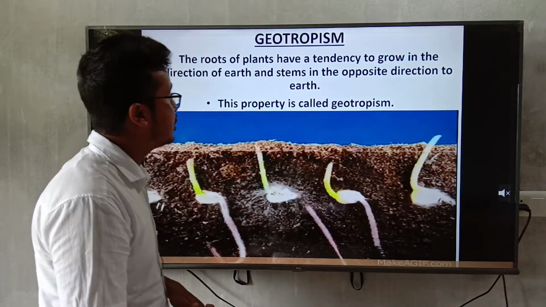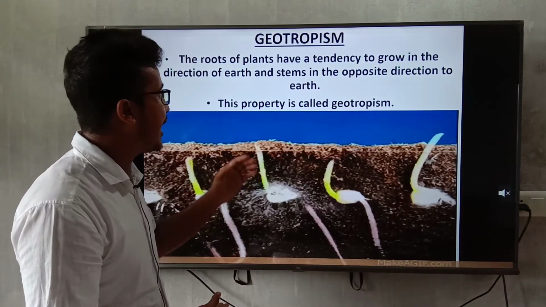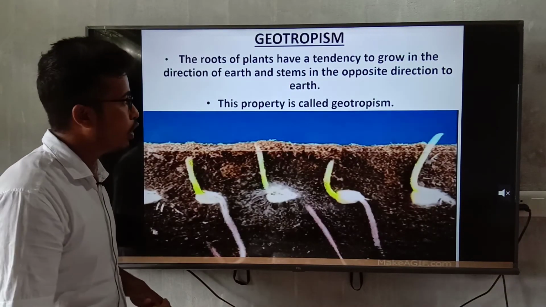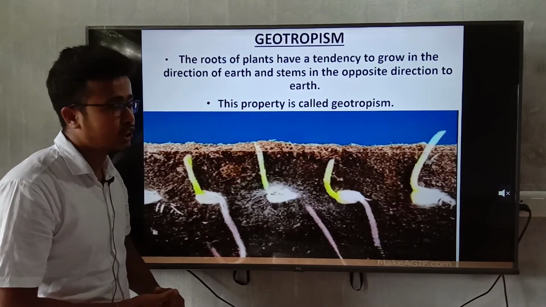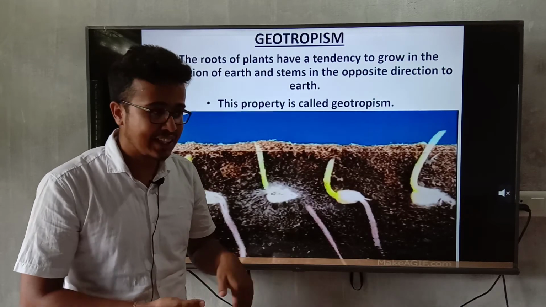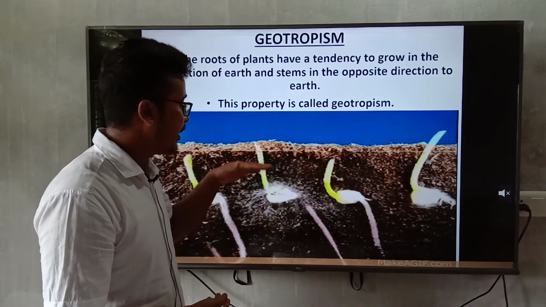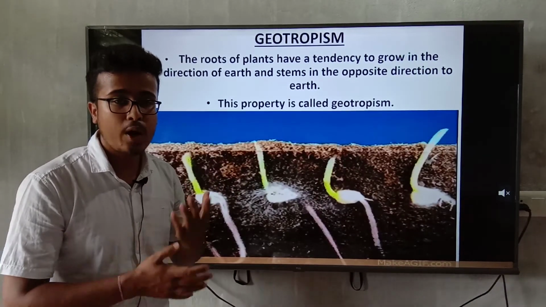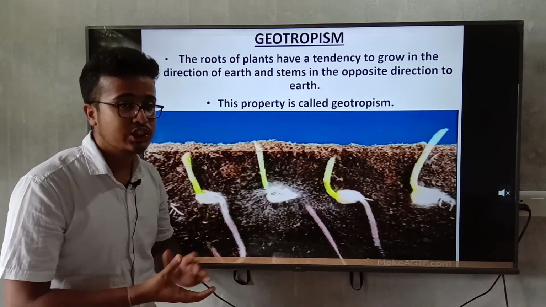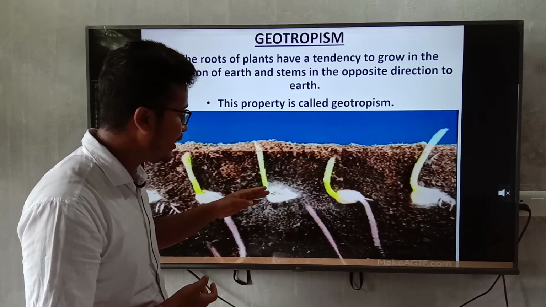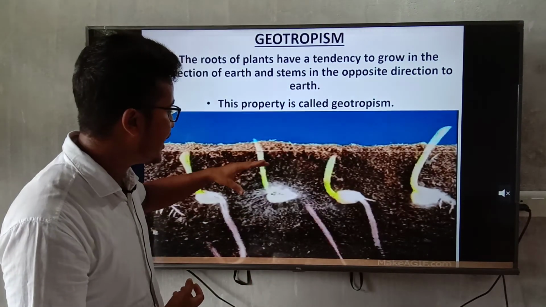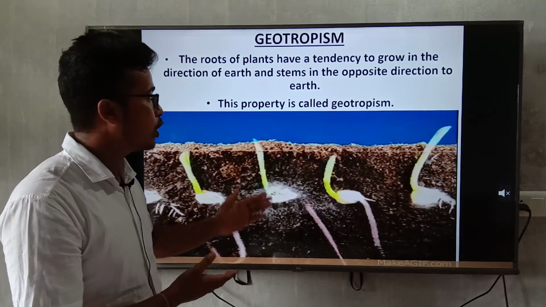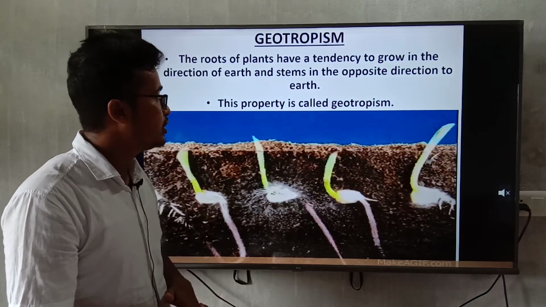Another is geotropism. Geotropism means the root of a plant has a tendency to grow in the direction of the earth, and the stem in the opposite direction. We know the root grows downward, and the stem grows in the upward direction, opposite to the earth. You can see here the root is growing downward, and the stem of this plant will grow upward, opposite to the earth direction. This property is called geotropism.